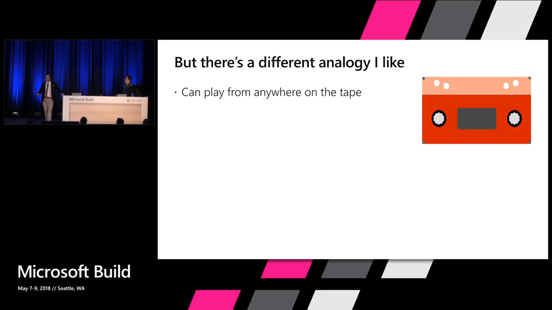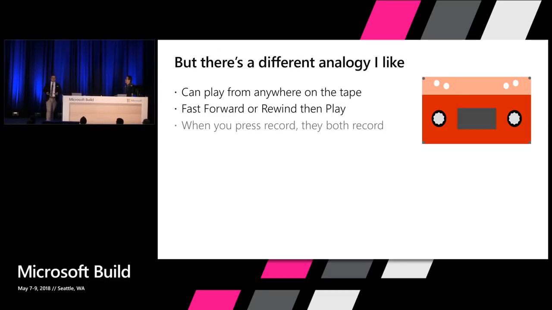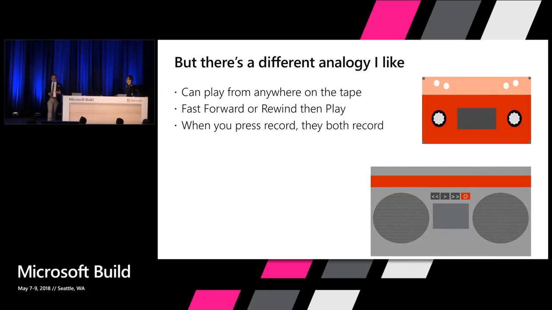So the tape is a cool analogy for this because a tape can play from anywhere on the tape, right? You just fast forward or rewind to the location of the tape you're interested in, and then you press play. And when you press record with a tape recorder, it's recording both the left and right channels at the same time. So it's two recordings happening, and they're actually separate information. And so it's a good analogy to an audio cassette. And when you play that back, they're actually different.